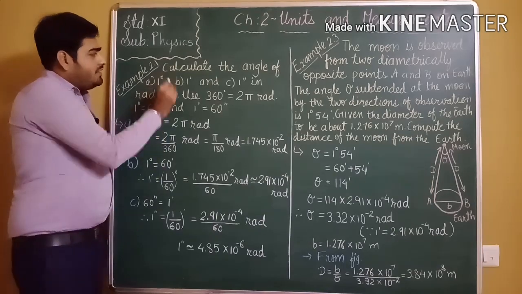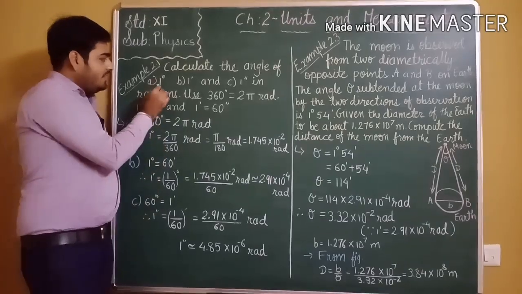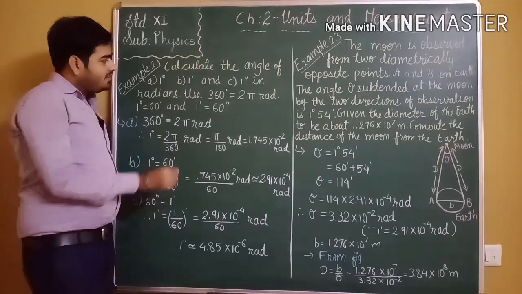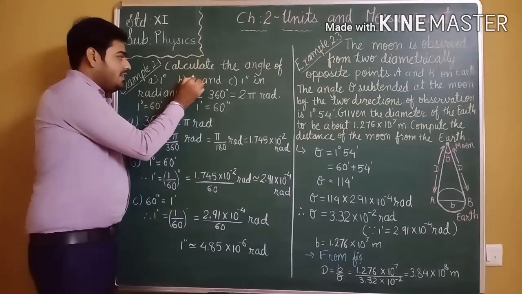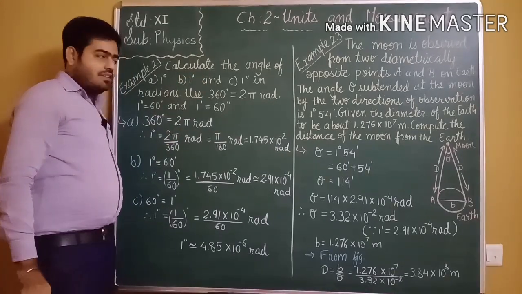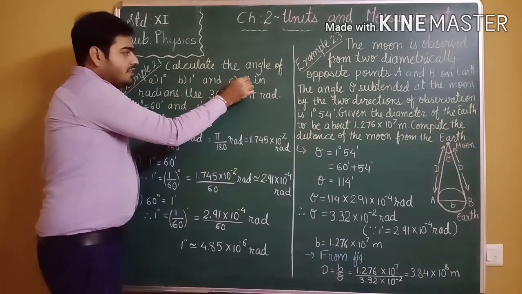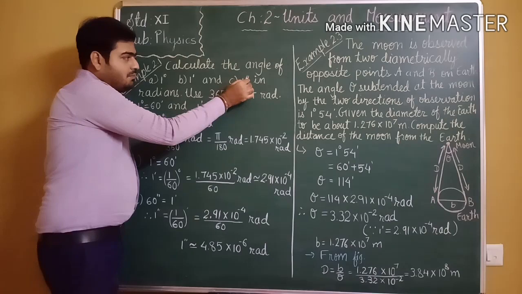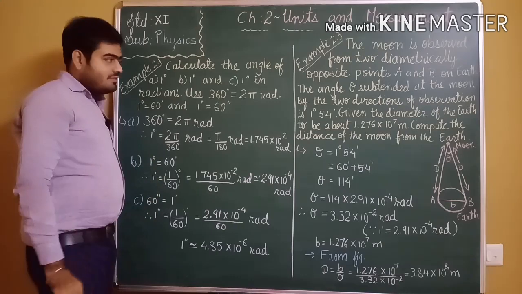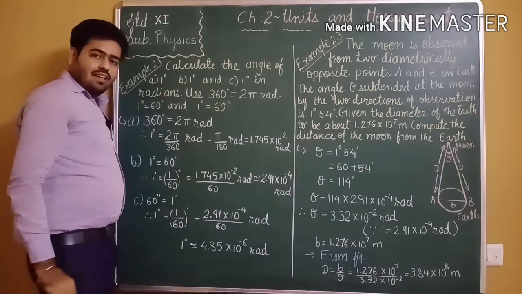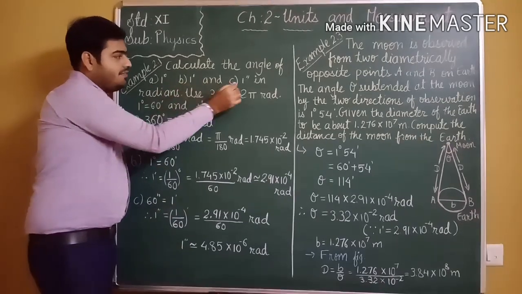In example 2.1, what have they given? Calculate the angle of 1 degree. First, that is 1 degree angle. Second, that is 1 minute. This sign represents 1 minute, or it is called 1 arc minute, and 1 second. This is the symbol of second, 1 arc second. All these three are angles, not time. 1 degree, 1 minute, 1 second.